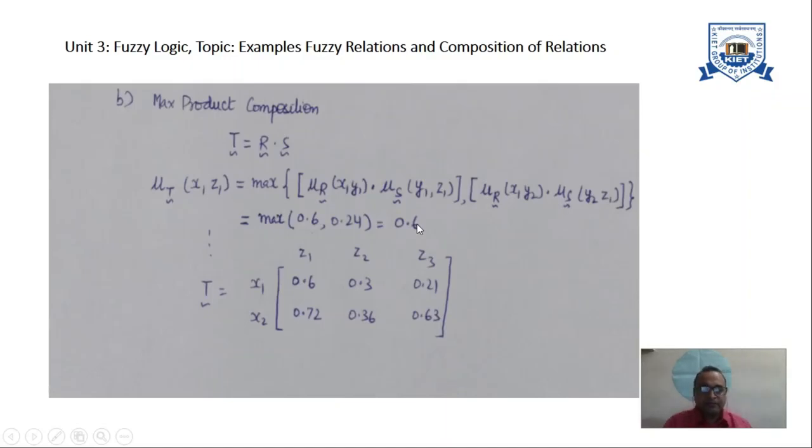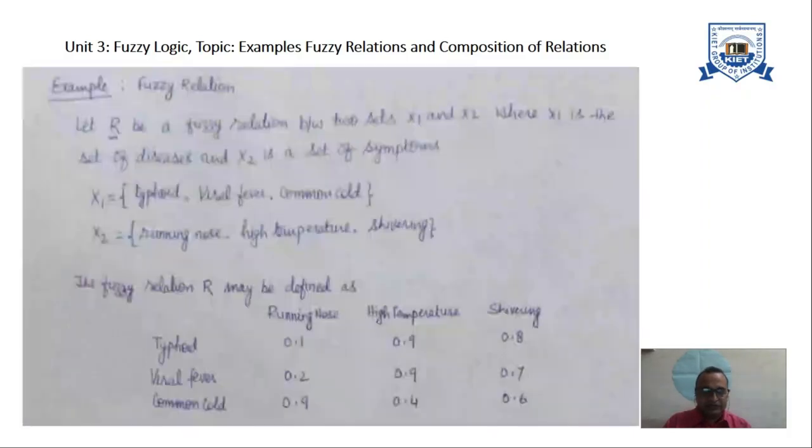So by this way we can calculate the degree of association of all the ordered pairs of elements of the fuzzy set which is available in the universe of discourse X with the elements of the universe of discourse Z. So by this way we have seen the composition of different fuzzy relations. So now let's come to a very realistic example which gives us very good information related to the fuzzy relation.